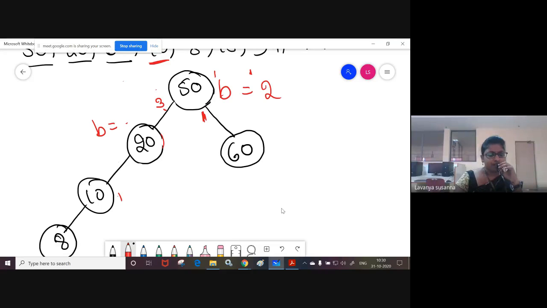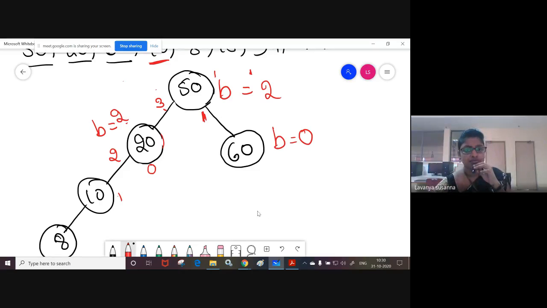Next, find out B equal to for 20. For 20, what is the left subtree height? How many links are there? You need to count from 20. Left subtree, 2 links. Right subtree, there are no right children, 0. 2 minus 0, balancing factor is 2. For 60, the balancing factor is 0, because for leaf nodes, the balancing factor is 0.